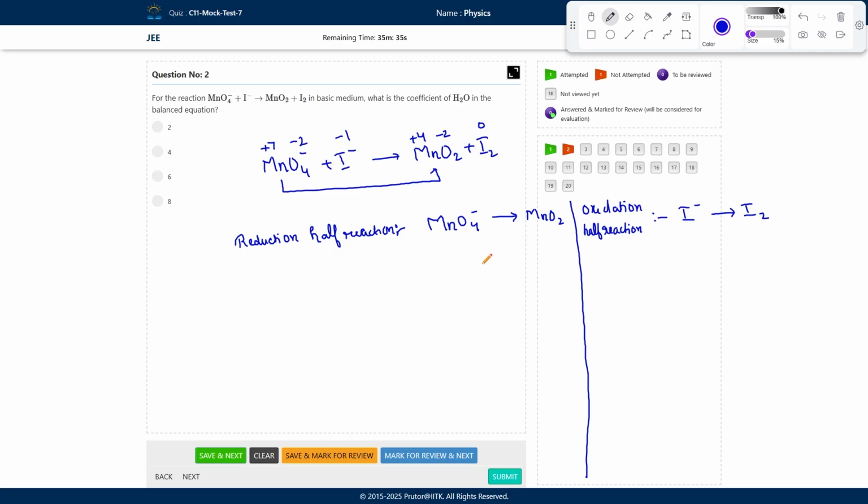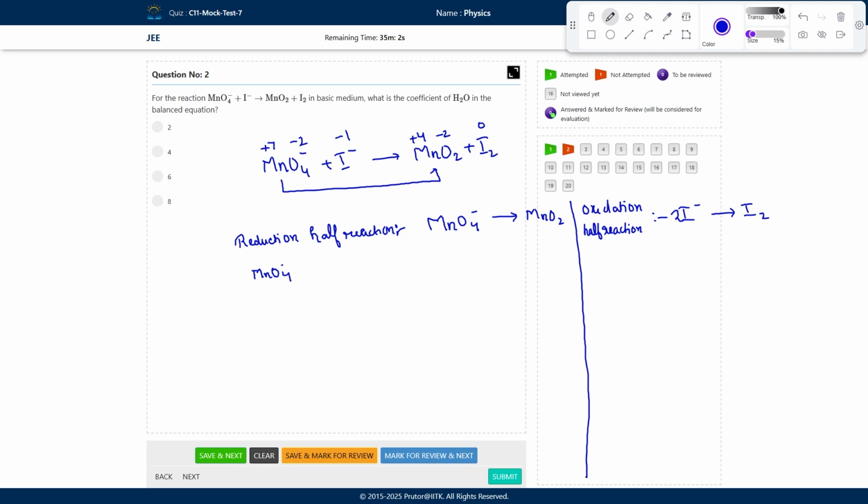It is to balance all other atoms except oxygen and hydrogen. If you look at the reduction half reaction, you don't have to do anything because manganese is already balanced, and I told you you don't need to balance oxygen and hydrogen right now. What about the oxidation half reaction? Yes, you need a change because two iodines are present on the right hand side, so you have to multiply the left iodide with 2.